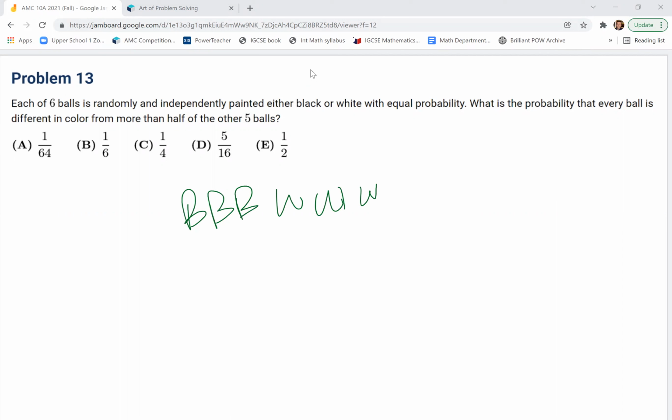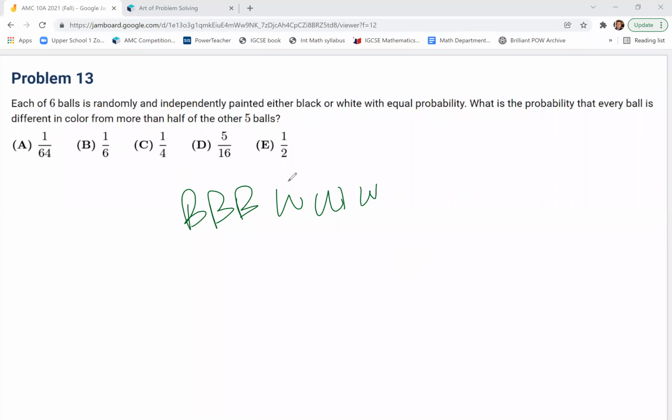Can every ball be different in color from 4 other balls? That's not possible because let's say you have blue, blue, white, white, white, white. Well, the blues are different in color from 4 of the others, but the whites are not because they're only different in color from 2, which is less than half. So the only way that this is going to be possible is the situation where 3 of them are blue and 3 of them are white. So we just need the probability that 3 of them are blue and 3 of them are white.